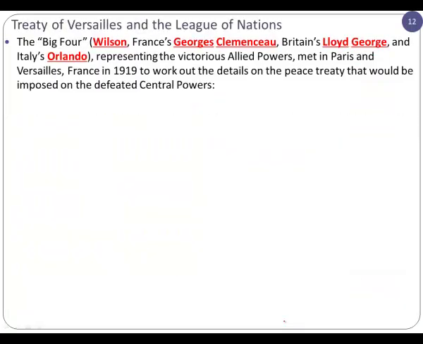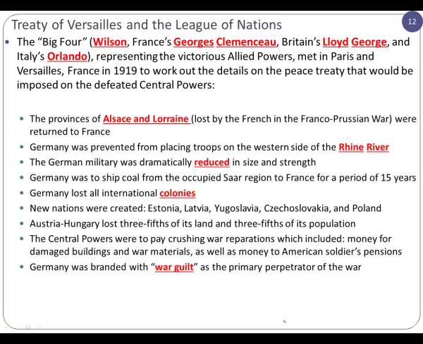The Slavs. The Big Four. Woodrow Wilson, Georges Clemenceau, David Lloyd George, and Vittorio Orlando. We meet to discuss the final stages of the war. Okay? Allied powers met in Paris and Versailles, France, 1919 to work out the details. This is what we come up with. Okay? Results of the war.